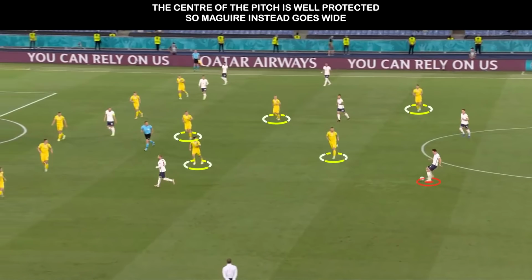And we see this combination for the first goal. Ukraine's 5-3-2 protects the centre, so England opt to go wide.